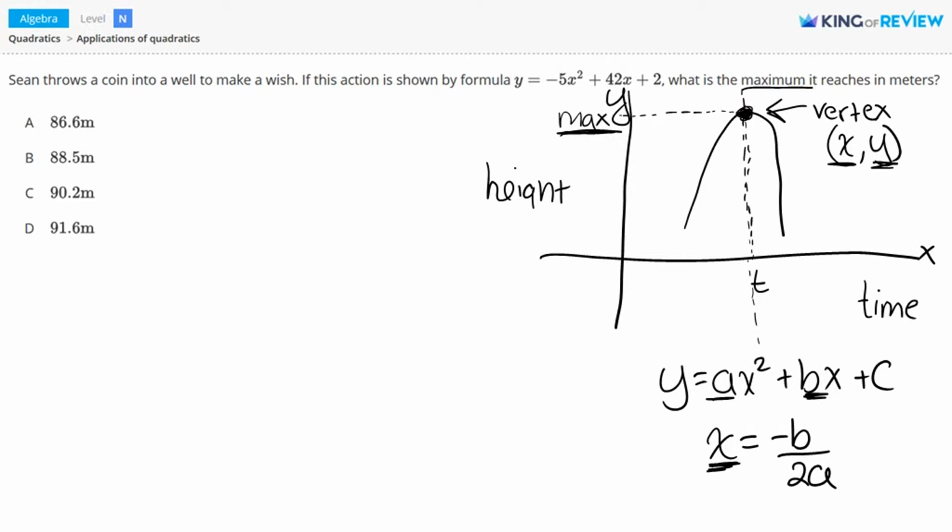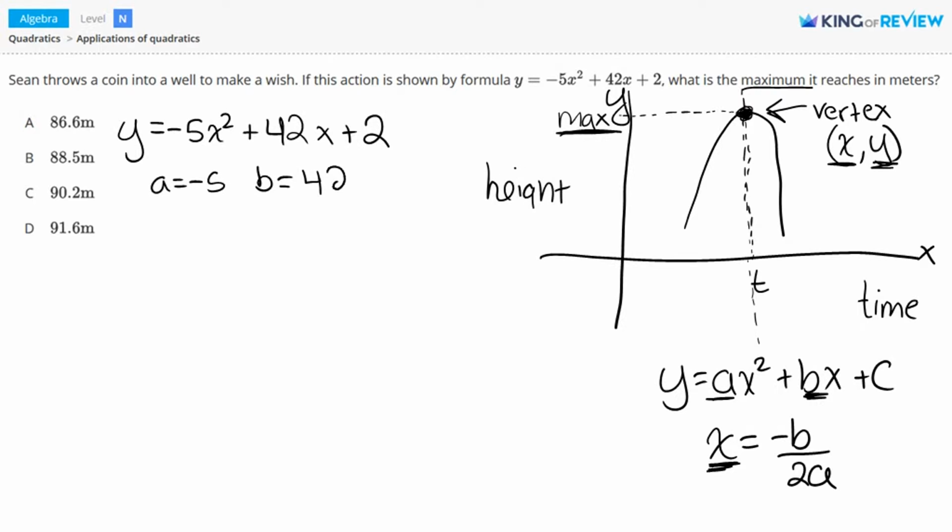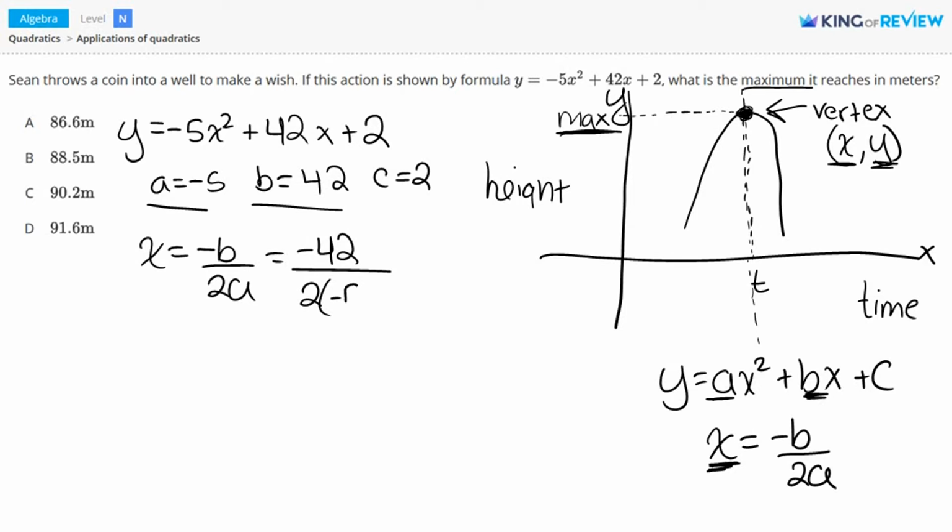So let's do that. We have our equation y equals negative 5x squared plus 42x plus 2. So in this case, a equals negative 5, b equals 42, and c equals 2. The axis of symmetry is x equals negative b over 2a. So we'll use these two values. We have negative 42 divided by 2 times negative 5. This equals negative 42 over negative 10, and we get 4.2.